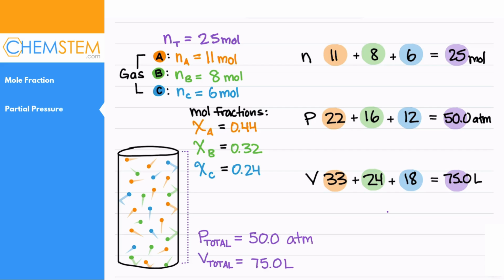Now that we've expanded this, we can add some additional notation. This represents the partial pressure of gas A. This symbol P subscript B represents the partial pressure of gas B, and this represents the partial pressure of gas C. This represents the partial volume of gas A. This represents the partial volume of gas B, and this represents the partial volume of gas C. And of course, these are just the number of moles of each gas in A, in B, and in C.